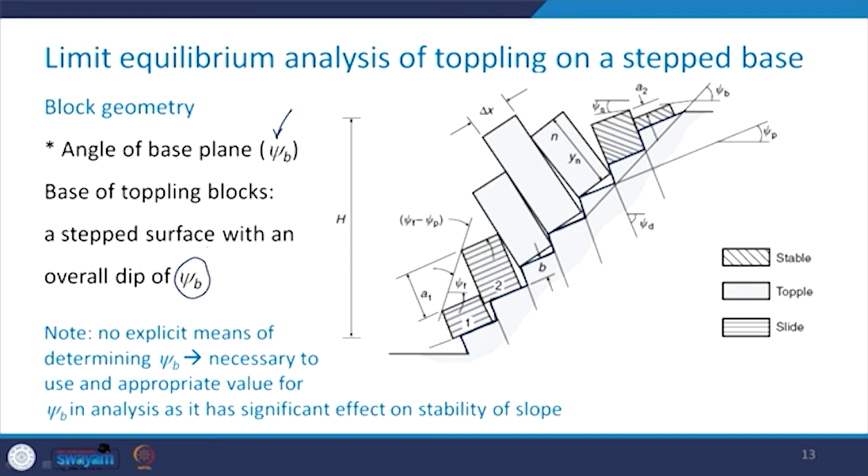You need to take note that no explicit means are available to determine this psi b, but it is necessary to use an appropriate value for psi b in the analysis, as it has a significant effect on the stability of the slope. So, we take the average value of psi b. How to choose this, we will see a little later.